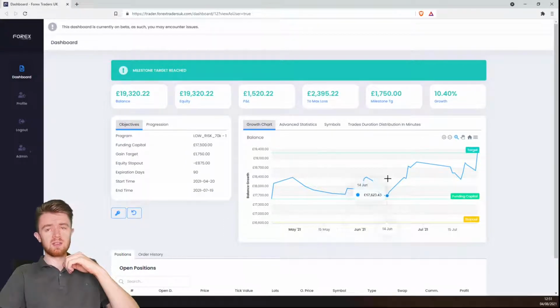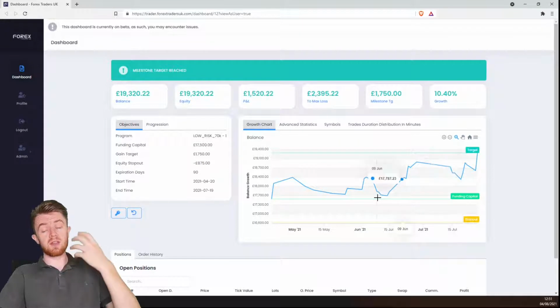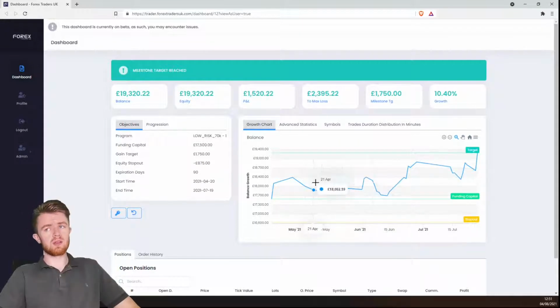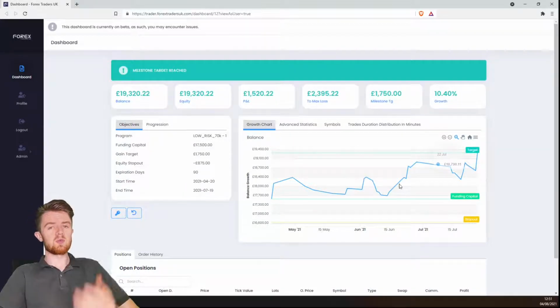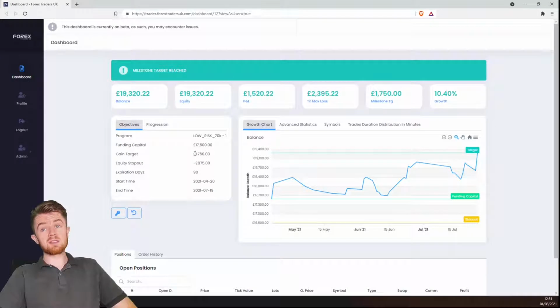Here we can see, just initially off the growth chart, that the trader has actually maintained decent risk parameters, because the account hasn't gone into much drawdown. It stayed above the funding capital line, and then finally was able to drive up towards that target level. So the gain target is 1,750, which is 10%.